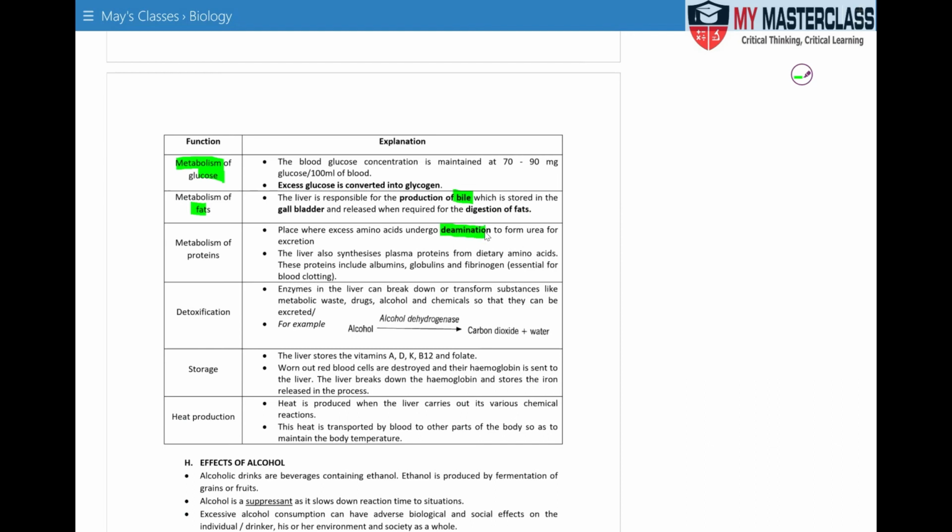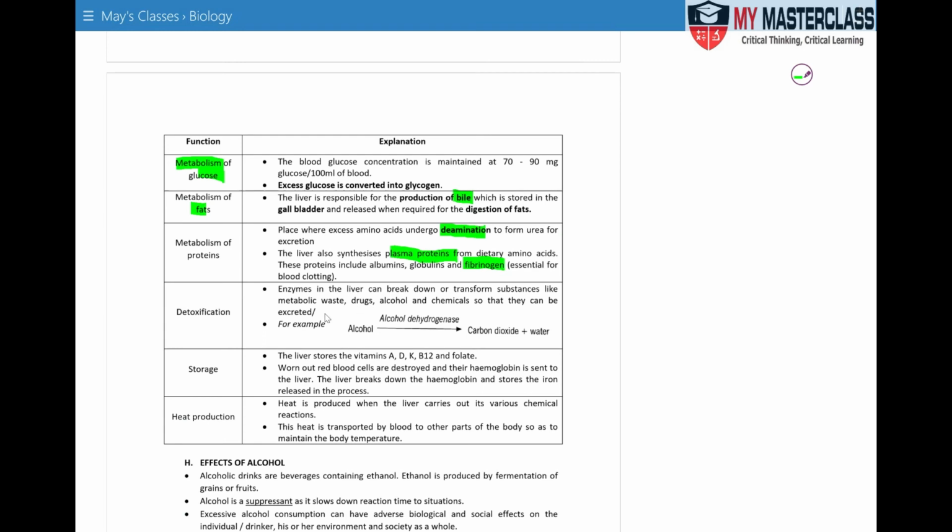Now, this part on plasma proteins is not in the syllabus. It's FYI in the event that your school goes through it. Some of these proteins, the important one that you will see in your syllabus is fibrinogen, which is important in clotting, and you will see that under the circulatory system topic itself.